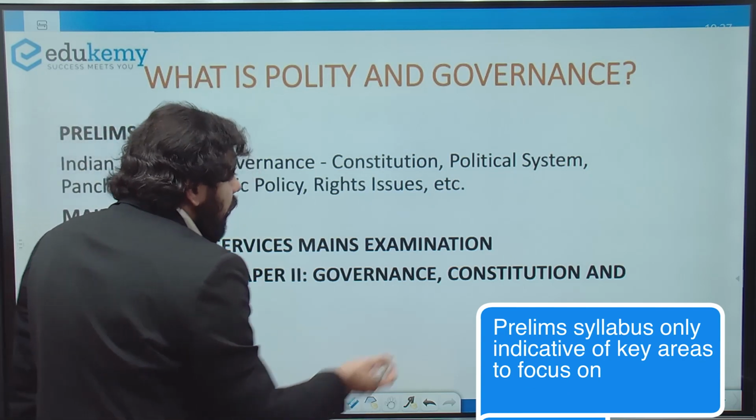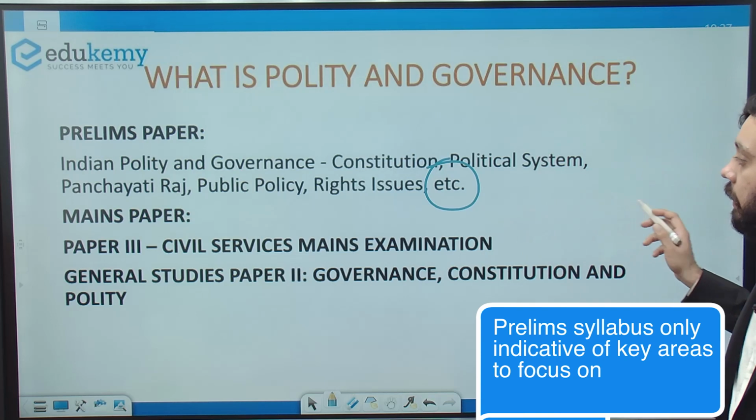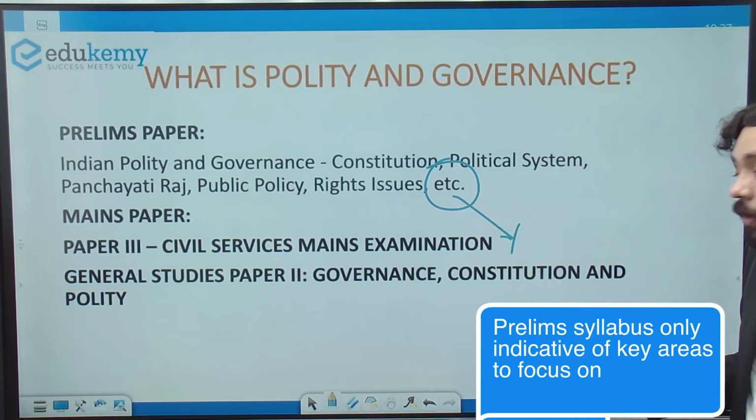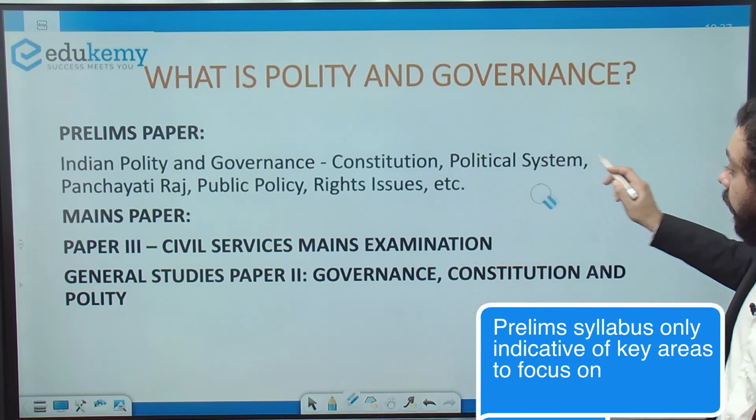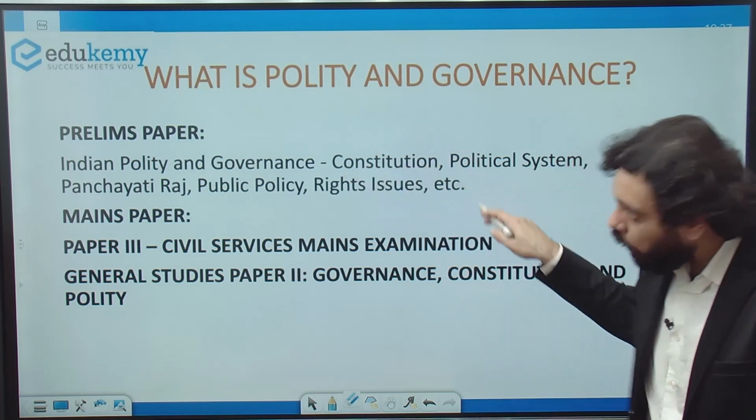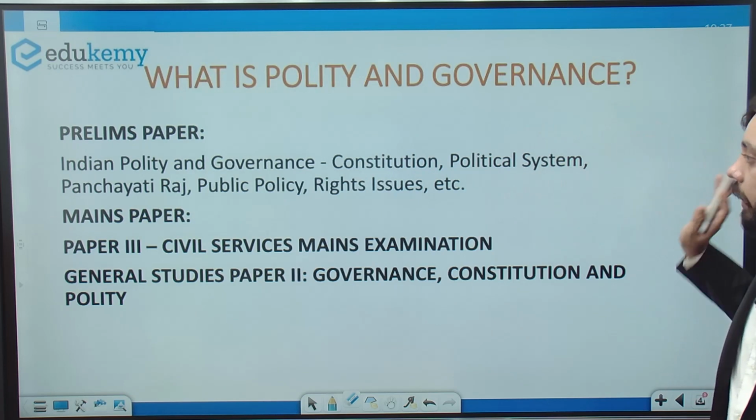If we look at a lot of questions in the previous year question papers on the prelims examination, a lot of them will fall in the category of etc., and therefore it is an open-ended kind of thing. It doesn't have an obligatory sense to it, it just has an indicative sense to it. So this is what is written in the prelims paper corresponding to polity and governance.